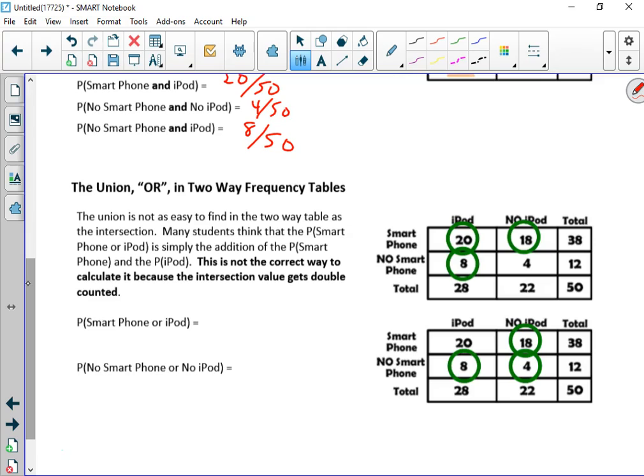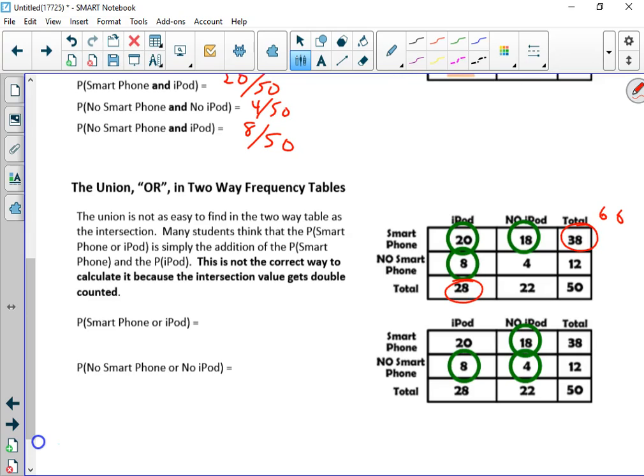Now, the "or." The union is not as easy to find in a two-way table as the intersection. Many students think that the probability of a smartphone or iPod is simply the addition of smartphone and iPod. This is not correct, because the intersection value gets double counted, and you can't do that. So notice, the probability of a smartphone or iPod. If you just said, I'm going to look at smartphone, iPod, and add those together, you would end up with, sorry, 66 total if you did it that way.